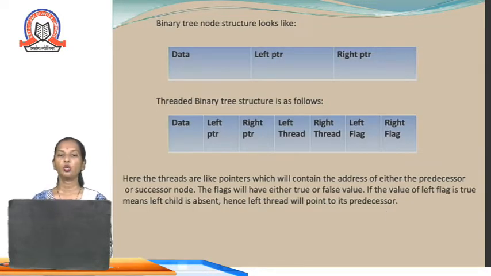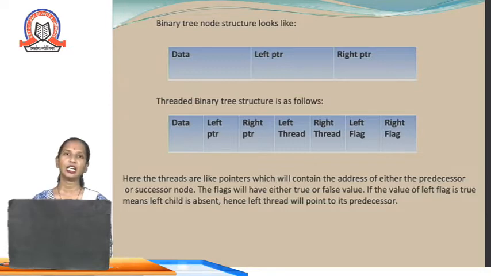Now let us look at the node structure of the threaded binary tree. Prior to that, we should be aware of the node structure of the binary tree. That is, it will have 3 parts. First the data part, and then the left pointer, and then the right pointer. As the name says, a pointer is going to store the address location where the left child is stored in the memory, and the right pointer will store the location where the right child is stored in the memory.